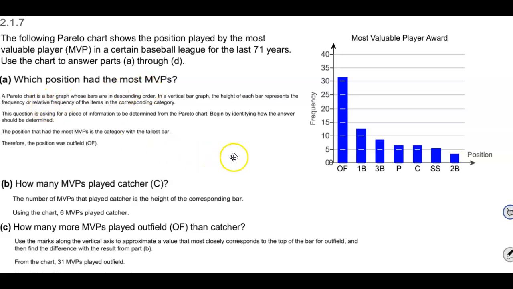Now a Pareto chart is a vertical bar graph whose bars are in descending order. The height of each bar represents the frequency or relative frequency of the items in the corresponding category. This question is asking for a piece of information to be determined from the Pareto chart. Begin by identifying how the answer should be determined. The position that had the most MVPs is the category with the tallest bar. Therefore, the position was outfield.